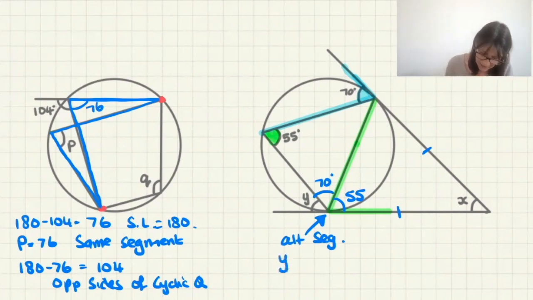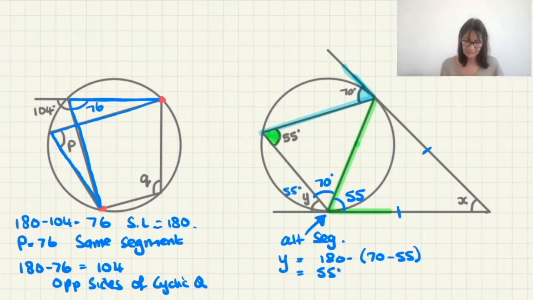Now, Y is going to be equal to 180 take away 70 take away 55, which is actually 55. So Y is 55 degrees as well. If you put Y being 55 degrees against alternate segment theorem, then that wouldn't be correct. It is because we did it on a straight line. Okay, I've got my Y. I now need to get my X.